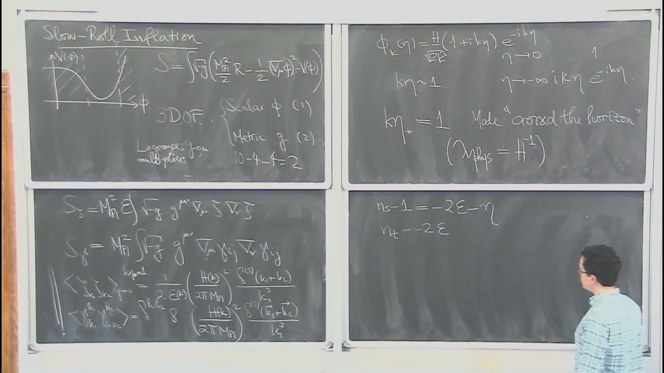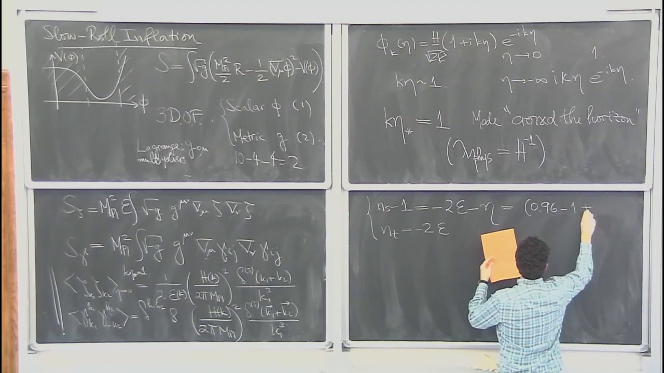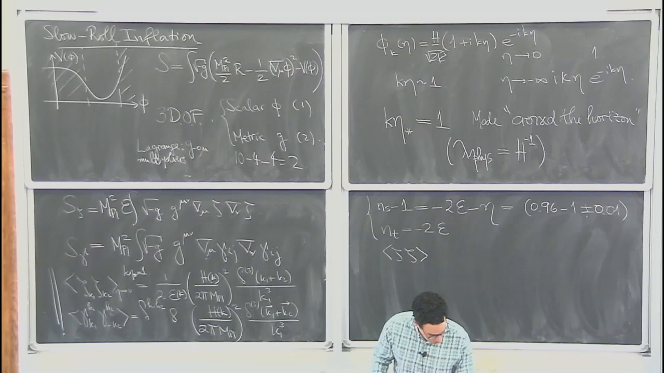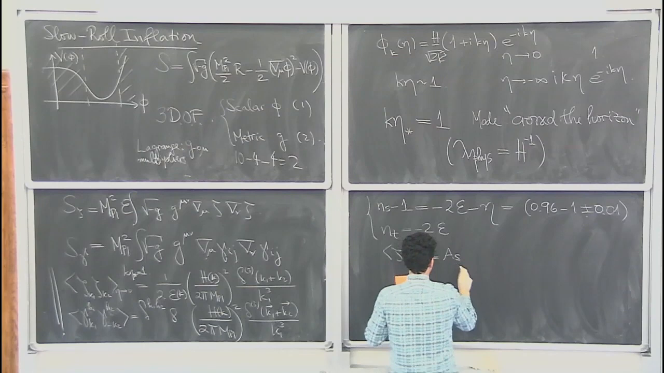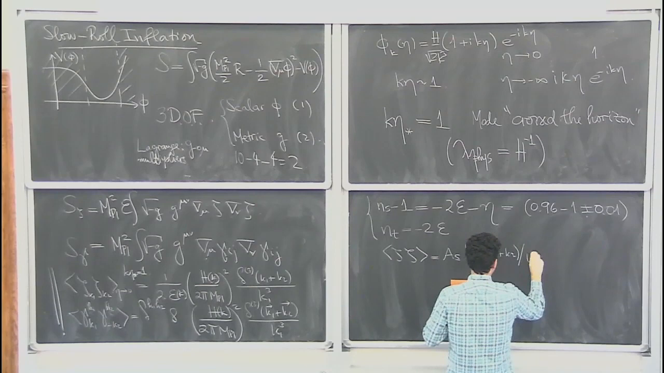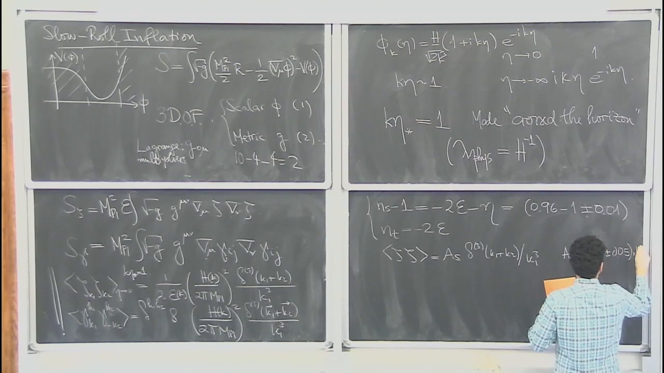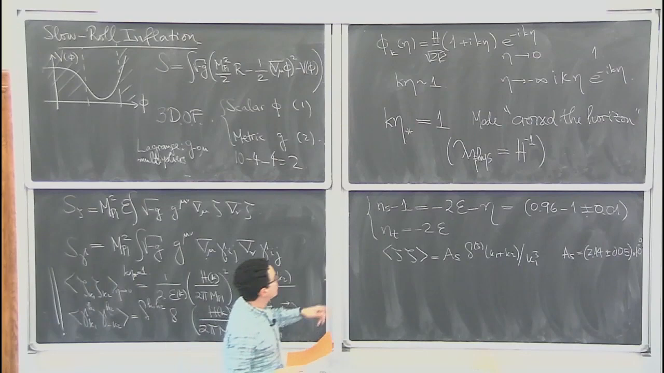So this has been measured. Actually, I do have the number here, which is 0.96 minus 1 plus or minus 0.01. Well, for the two-point function of scalars, I do have the number, just so you see some actual numbers, related to the real world. It equals A_s times delta of k1 plus k2, over k cubed, and A_s is 2.14 plus or minus something times 10 to the minus 9. I hope that's 10 to the minus 9. Yes, this is this.